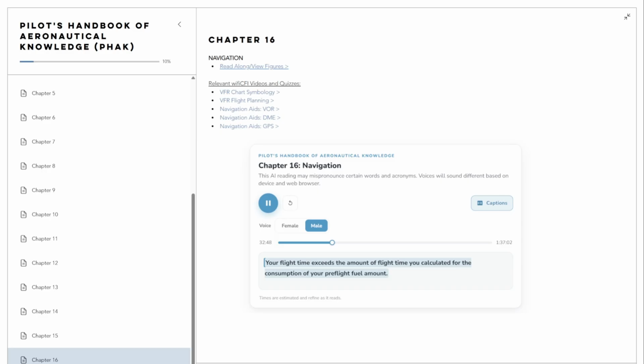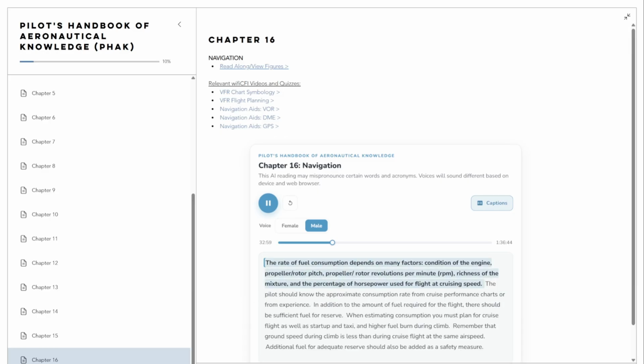Your flight time exceeds the amount of flight time you calculated for the consumption of your pre-flight fuel amount. Your fuel gauge indicates low fuel level. The rate of fuel consumption depends on many factors: condition of the engine, propeller, rotor pitch, propeller, rotor revolutions per minute, RPM, richness of the mixture, and the percentage of horsepower used for flight at cruising speed. The pilot should know the approximate consumption rate from cruise performance charts or from experience.